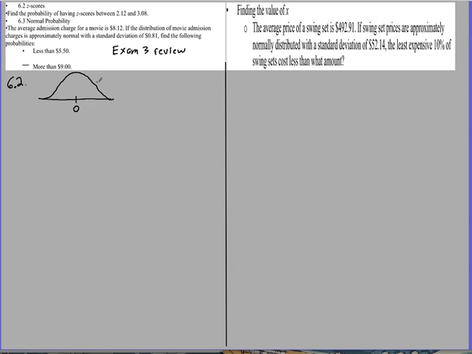So the first one says, what's the probability that I get a z-score between 2.12, which is over here, and 3.08. Okay, so it's a between. So we have to go ahead and shade this area in. That's the area I'm trying to find. What this looks like as notation is the probability that 2.12 is less than z. You need to be comfortable with it either way.